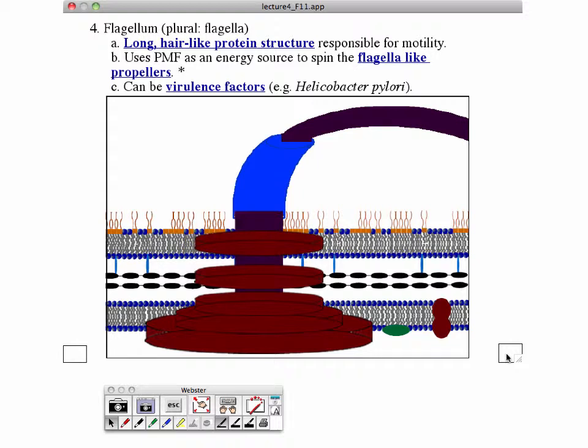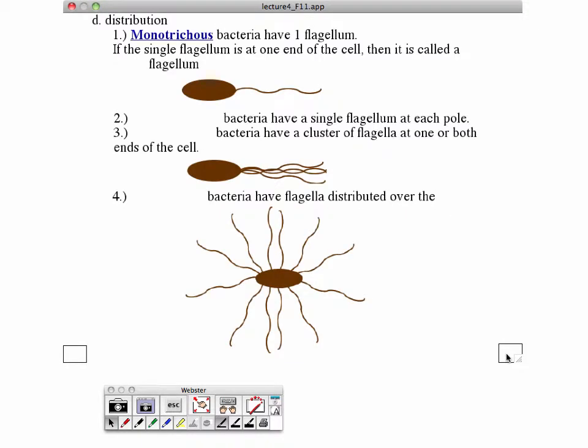Okay, so let's look at these different kinds of flagella. One at the end of a cell is monotrichous. If there's just a single one at one side, remember we called that polar.